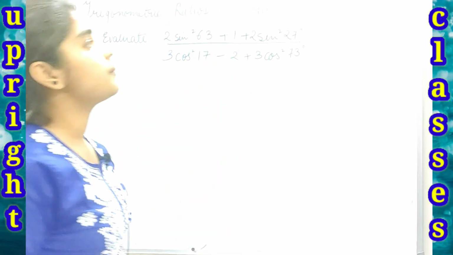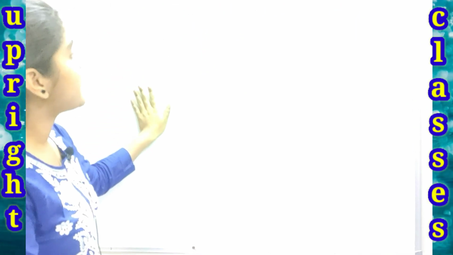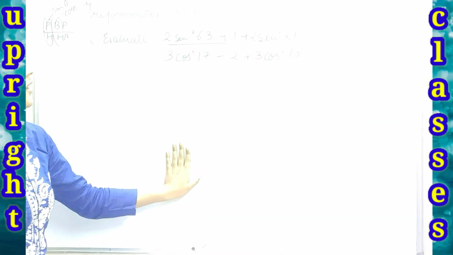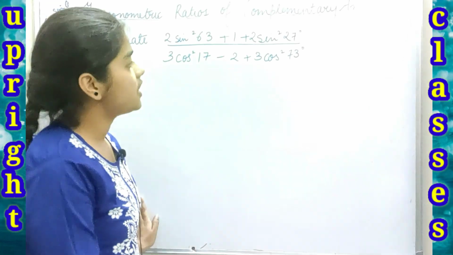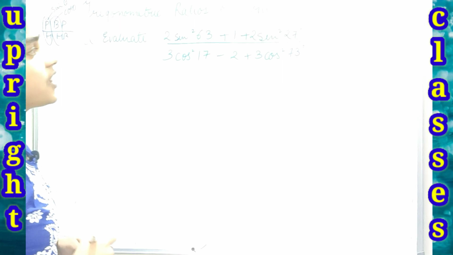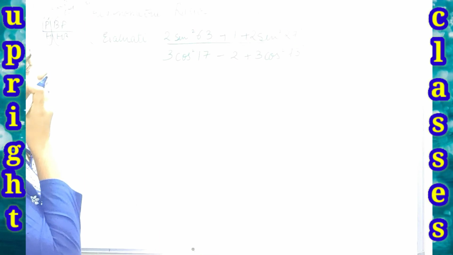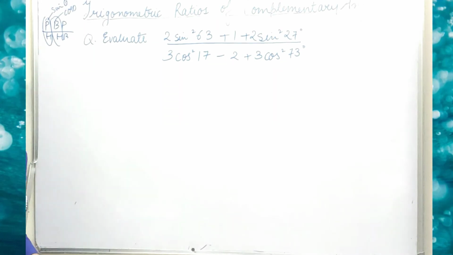Previous lecture only, on the topic trigonometric ratios of complementary angles. So this is the next question that we have to evaluate: (2 sin square 63 plus 1 plus 2 sin square 27) upon (3 cos square 17 minus 2 plus 3 cos square 73). See, here angles 63 and 27 both form complementary angles. As I have already told, the angles whose sum is 90 degree are called complementary angles.